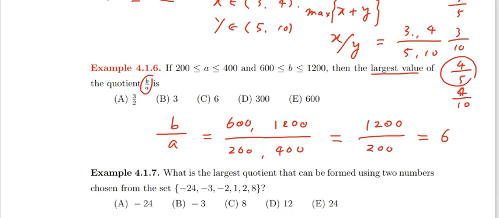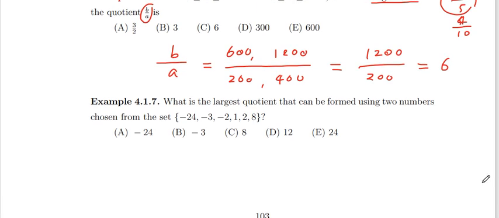Okay, so here we want to find the largest quotient that can be formed using two numbers chosen from the set. Or just, we want to find A over B. So largest, this A over B. So this A can be chosen as one number from these 6 numbers. We just choose 2 of them. So B chooses the other number.